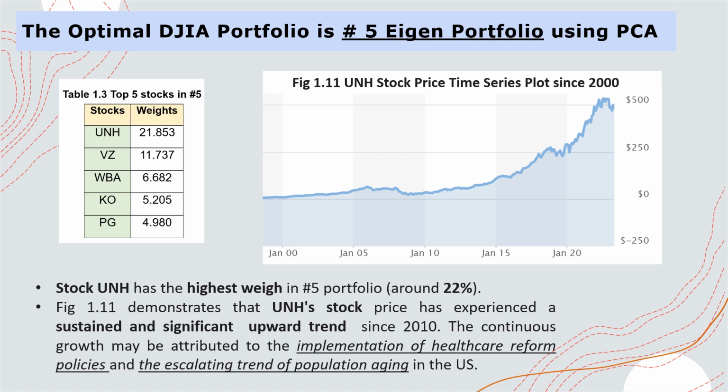This constant upward trend aligns with the findings from the company's annual reports, which suggest that the robust performance of this stock might be attributed to the implementation of healthcare reform policies and the increasing trend of population aging in the U.S. This experimental evidence demonstrates that the high weight of UNH stock in this number 5 portfolio can contribute to enhancing the overall portfolio returns.